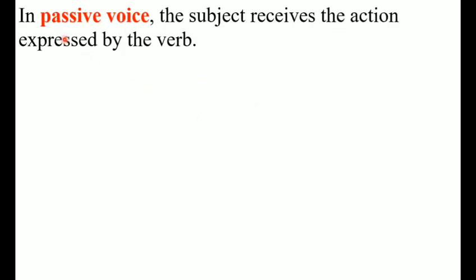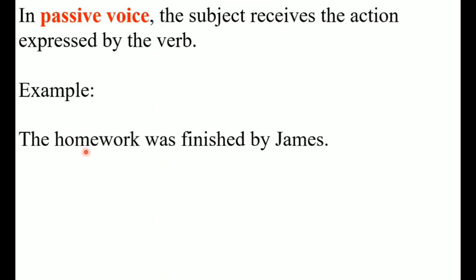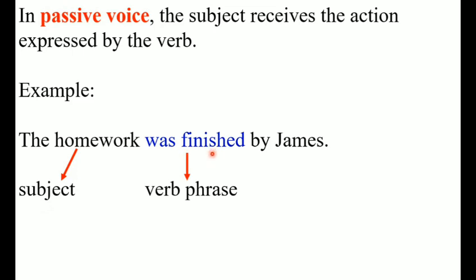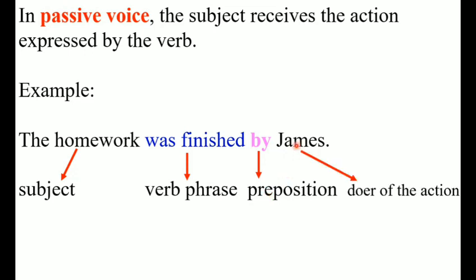Okay, now, in the passive voice, the subject receives the action expressed by the verb. Say, for example, the homework was finished by James. Okay. If we are going to analyze the sentence, homework is our subject. Was finished is a verb phrase. And then by is a preposition followed with James, which is our doer of the action. Okay.